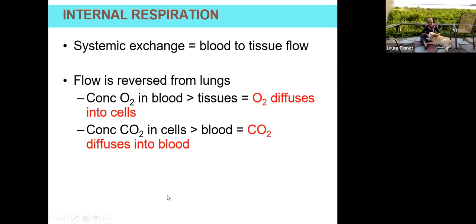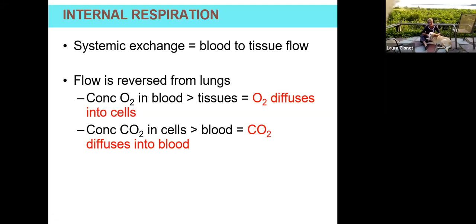Internal respiration is the exchange at the tissue levels, important in systemic circulation. Right, so it is opposite to what just happened in the lungs. Now, as arterial blood enters the capillary bed, oxygen is high concentration in the blood and low in the tissues because the tissues and cells are using that oxygen in their mitochondria to form ATP. So oxygen will passively diffuse from the blood into those interstitial spaces and into the cells.